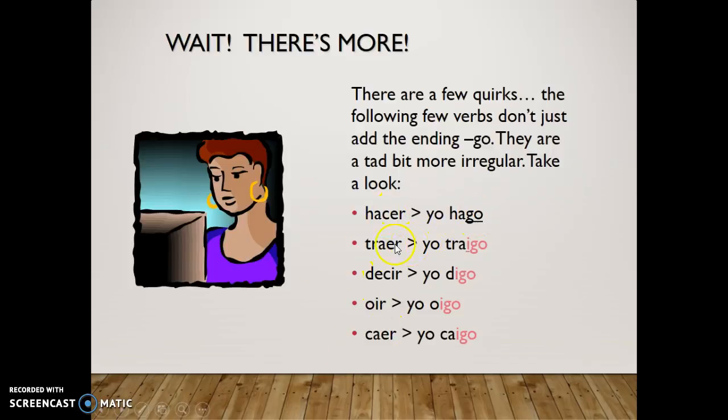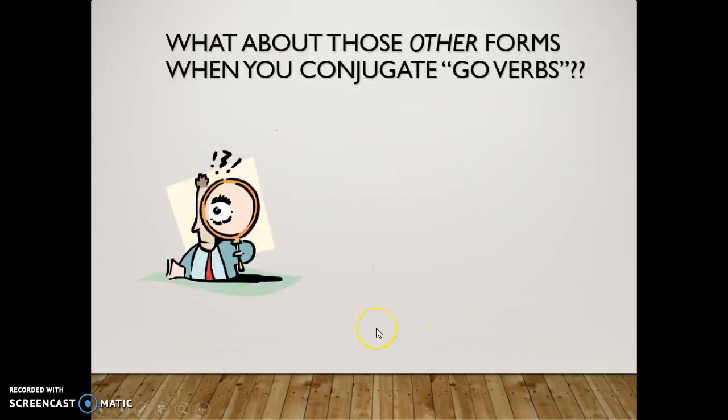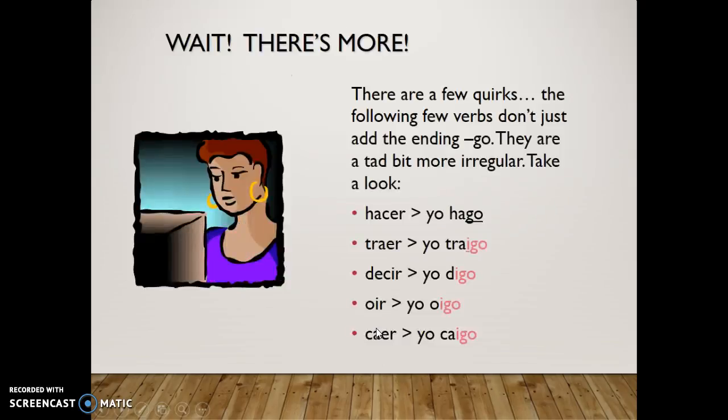Yo hago. Traer becomes yo traigo. There's an I there that got added. Decir becomes digo. It's a stem change from E to I. Oír becomes oigo. And caer becomes caigo. Okay? So write those down, memorize them. And again, that's just the yo form.